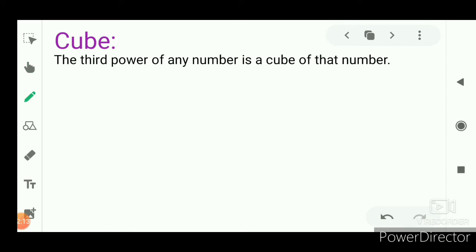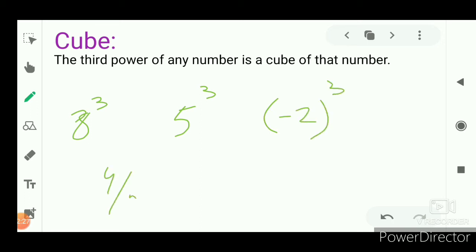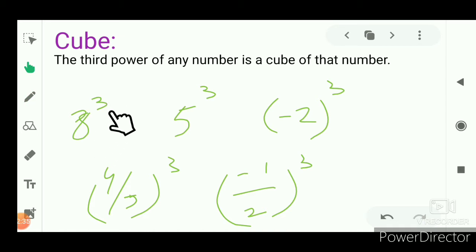If any number has the power or the index 3, for example 8 raised to the power 3, 5 raised to the power 3, minus 2 raised to the power 3, 4 by 5 raised to the power 3, minus 1 upon 2 raised to the power 3. So any number whose power is 3 is called the cube of that number.